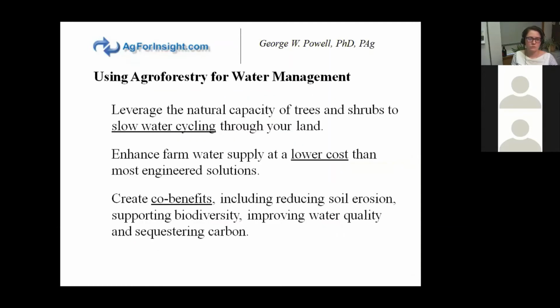So in using agroforestry for water management, what we're really trying to do is leverage the natural capacity of trees and shrubs to slow down the water cycling through your land. You can't stop a water cycle. You can slow it. The longer that it's on land and buffered and held in place, the longer the opportunity for you to make beneficial use of it for your crop or livestock production. And it often enhances your farm water supply at a lower cost than most engineered solutions.